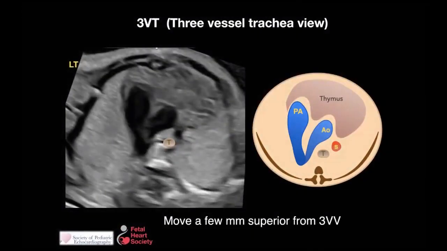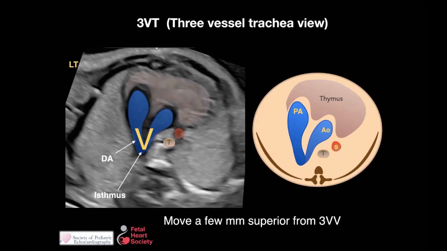Now, a few millimeters above, we're able to see the 3-vessel trachea view. Here we have the orientation of the aorta and the ductal arches being to the left of the trachea. This is what defines them both as a left aortic arch and left ductal arch, giving this nice V configuration. This is how you're able to detect any type of arch abnormalities. Also we're able to see the SVC in this view, and also the thymus.